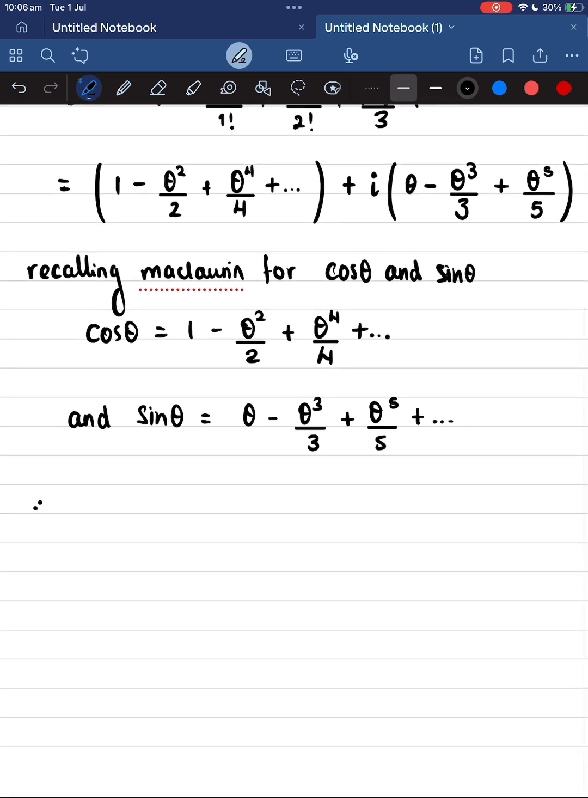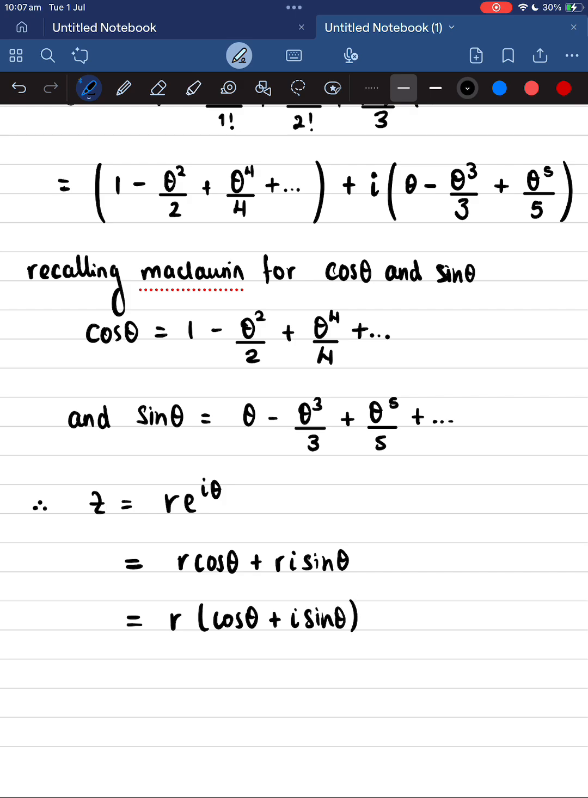So then we eventually come to the conclusion that our complex number can be represented in terms of sines and cosines. So then we see that z in terms of r e to the i theta is now going to be equal to r cosine theta plus r i sine theta, which then when we finally factor that out, we get r lots of cosine theta plus i sine theta.